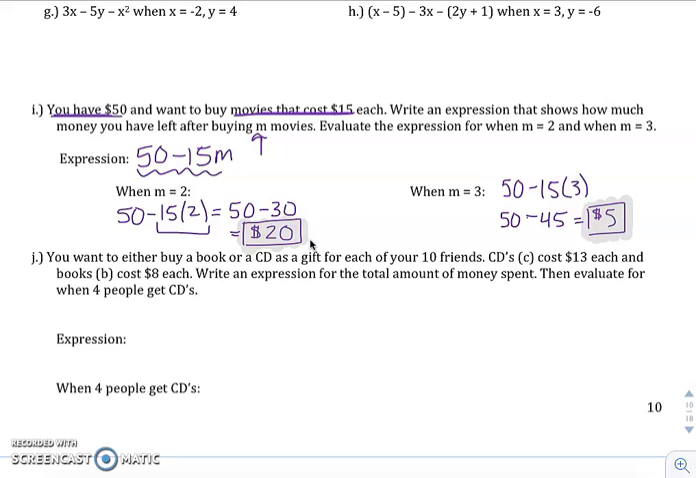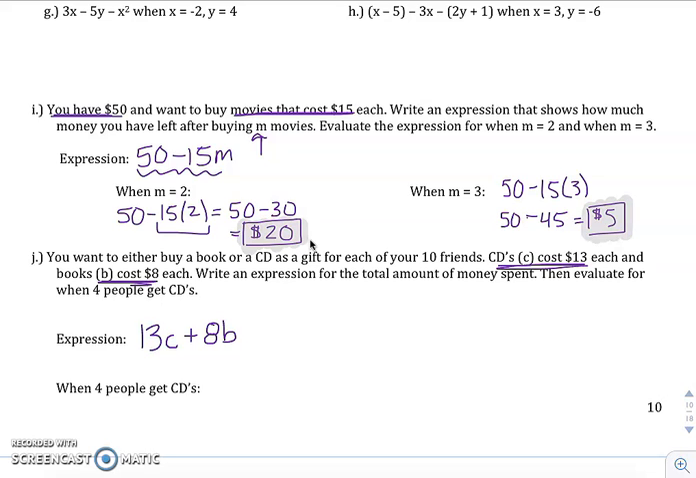So let's see. We know that books would cost you $8 if you were buying them, and CDs would cost you $13. So let's just write a general expression first. You could write a general expression for how much money you're spending by saying $13 for each CD plus $8 for every book. Okay, so that would be your expression.